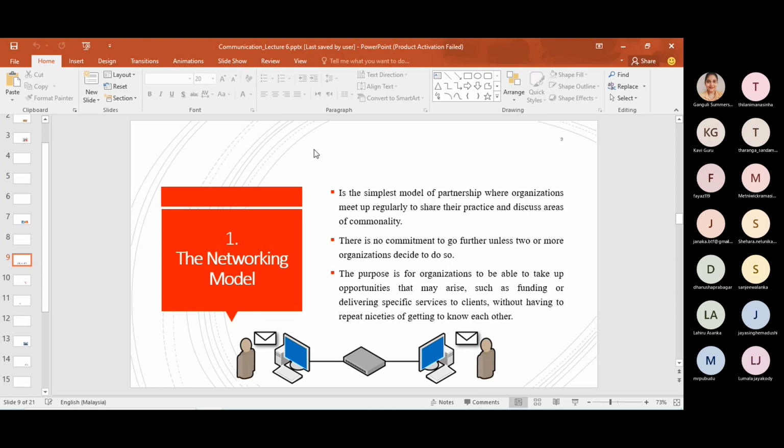Get into this networking model of partnership working.